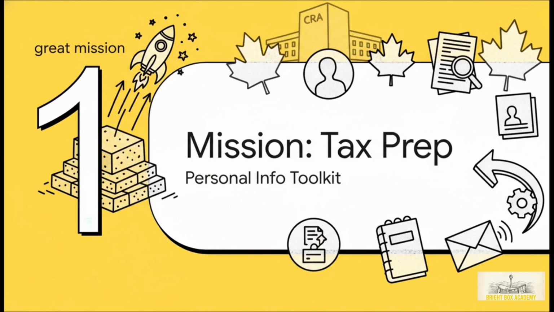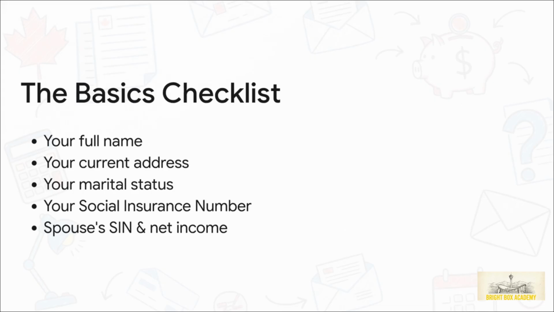Honestly, this is the easy stuff. It's the core data that basically tells the CRA who you are. Let's just run through the basics real quick. You're going to need your full name, your current address, and your marital status. Most importantly, you need your social insurance number. And hey, if you have a spouse or common law partner, you'll want to grab their SIN and net income info too. You actually need it to calculate certain credits.